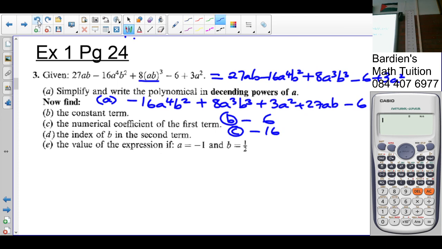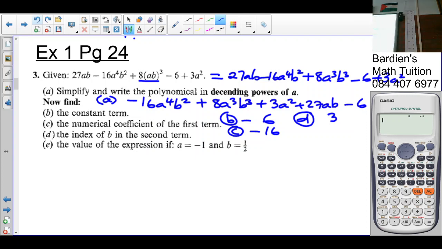People, let's look at D. The index. What is index? Exponent. What is the index of b in the second term? So that's the first term, second term. The exponent of b in the second term will be 3. You all understand? What is the exponent of b in the fourth term? The exponent is going to be 1. There's always a number. But the question was specifically for the second term, so it's going to be 3.